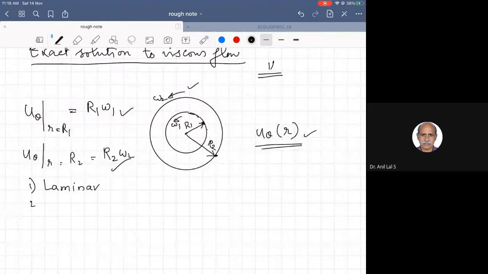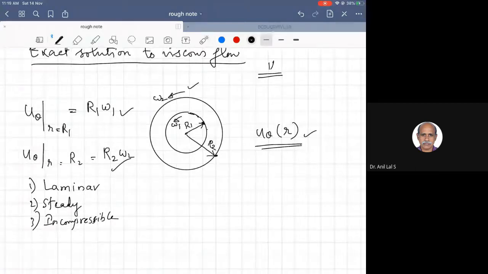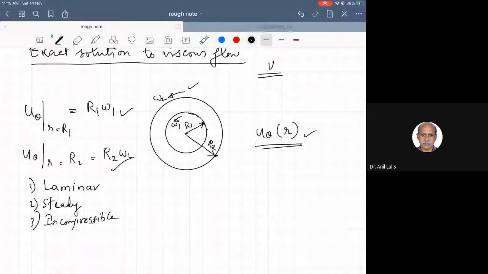laminar, steady, incompressible. That means the motion is not at very large speed, so that the flow becomes turbulent. It is a moderate speed. The cylinders are rotating so that the flow remains in the laminar regime, and also it is steady. There is no unsteadiness. That means the temporal acceleration should be zero.